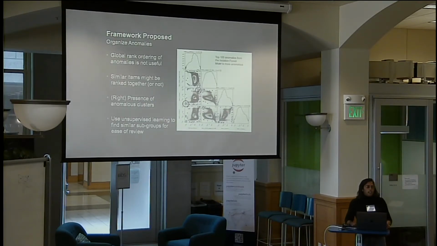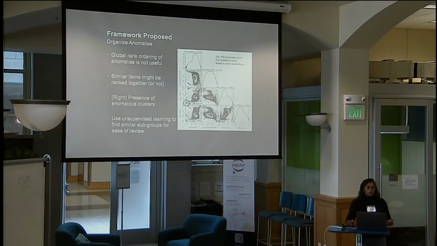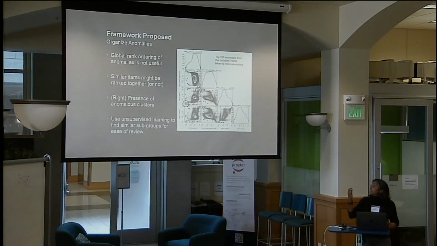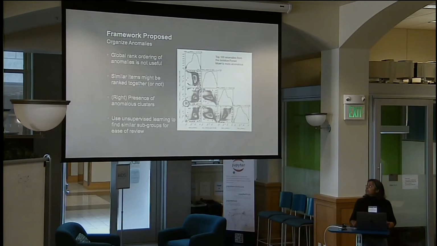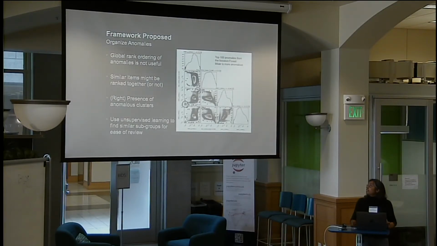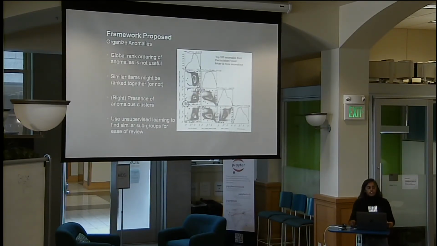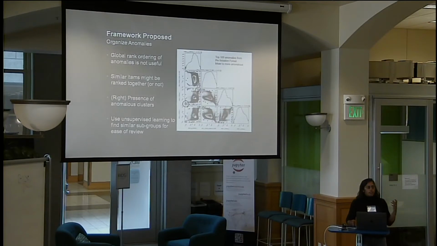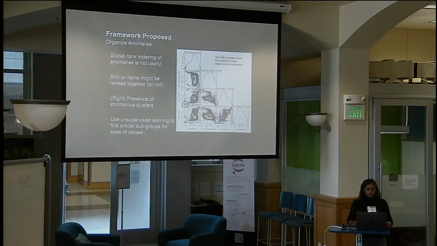So once you have a list of anomalies, where each of these observations has a score attached to it, we want to organize the anomalies because a global rank ordering, as I mentioned before, isn't useful. Similar items might be ranked together or they might not be. As you can see, this is the plot of the first 100 outliers of the isolation forest plotted on these 2D contour plots. You can see that there's some structure there, and we should be able to take advantage of clusters that exist and present visually similar things, or things that are similar in feature space, back to the expert reviewer just for efficiency of review.